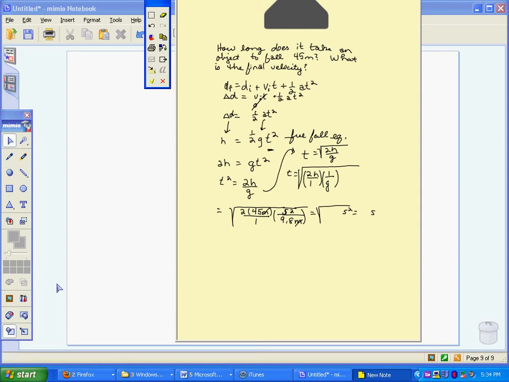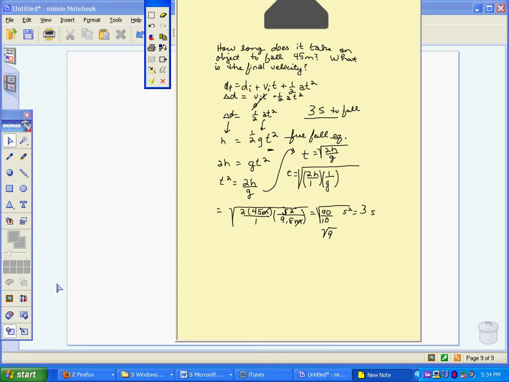Now, just dealing with my numbers, 2 times 45 is 90, divided by 9.8, and I'm just going to go ahead and round it to 10. So we get the square root of 90 divided by 10, or the square root of 9, which is 3 seconds. So it takes 3 seconds to fall, or to reach the ground.